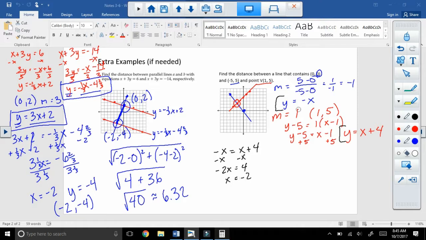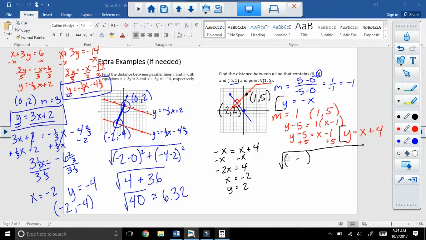Plug that into either one. I just plug it in here. So y is the opposite of x. So y is going to be positive 2. This coordinate being at negative 2, positive 2, and I want to find the distance between that and this point here at 1, 5. Distance formula would let me do that.